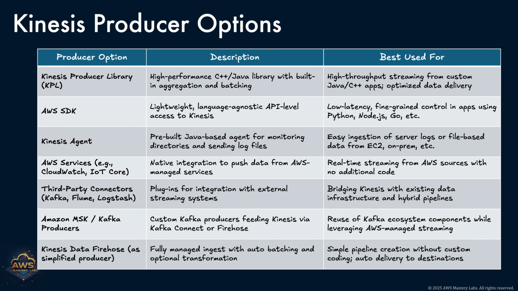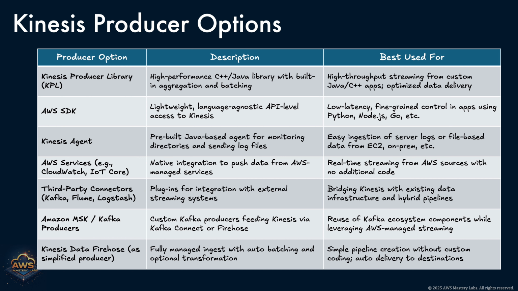When sending data into Kinesis data streams, AWS provides a variety of producer options, each tailored to different workloads, integration points, and development needs. Let's explore the most common options and when to use them. First, we have the Kinesis Producer Library, or KPL. This is a high-performance library available in Java and C++, designed specifically to maximize throughput into Kinesis. It handles complex tasks like batching, aggregation, and retries behind the scenes. If you're building a custom high-volume producer, such as a telemetry collector or log forwarder, KPL is a powerful choice for squeezing every bit of performance out of your stream.